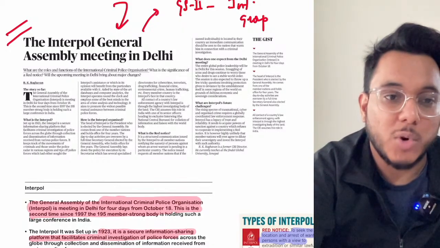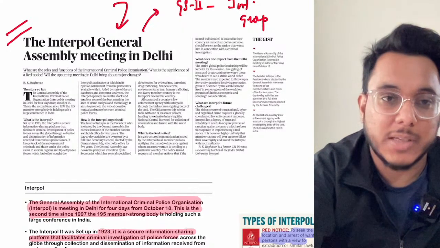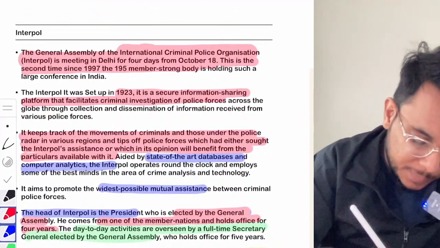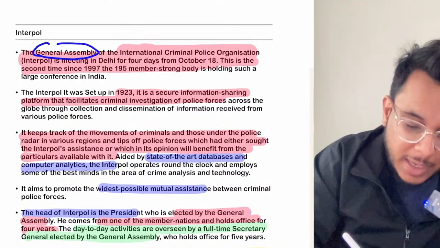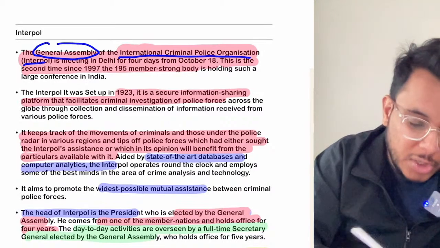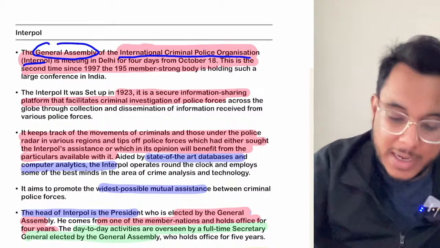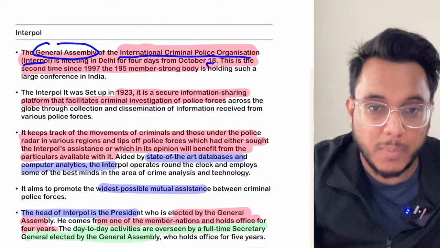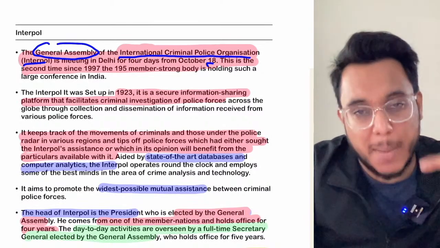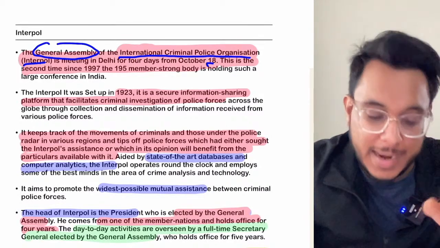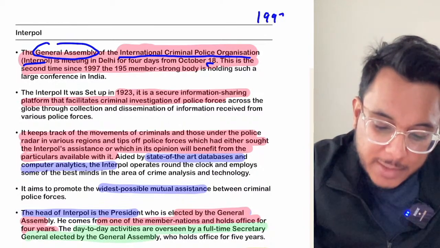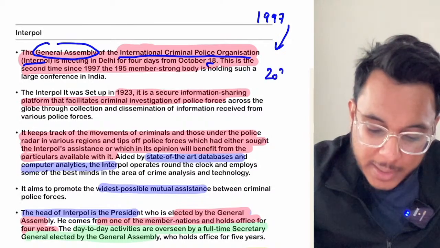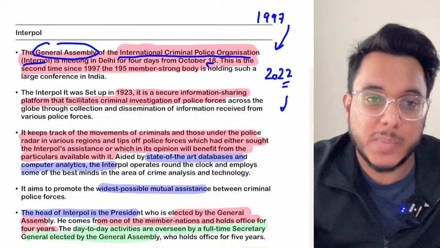So basically why is the Interpol being discussed? Because the General Assembly of the International Criminal Police Organization, in short Interpol, is going to be held in Delhi, India, from October 18. The Interpol General Assembly has happened in India only one time in the past, that was in 1997. So in 1997 the Interpol General Assembly was held in India, and now in 2022 it is again being held in India.